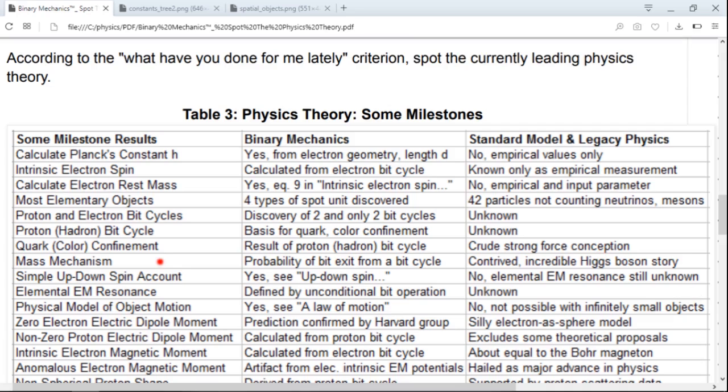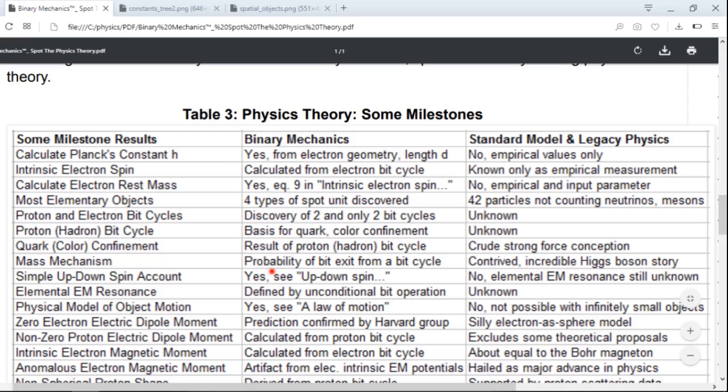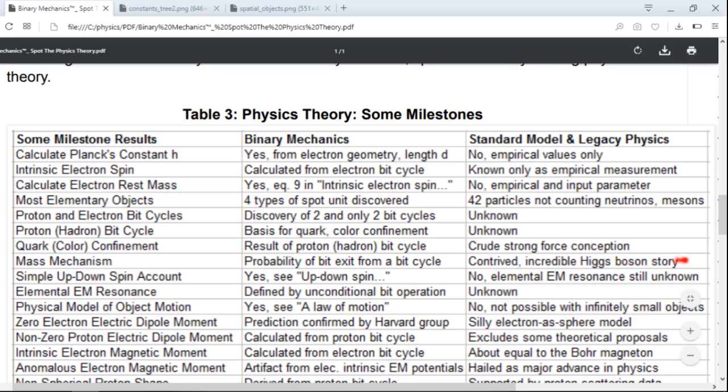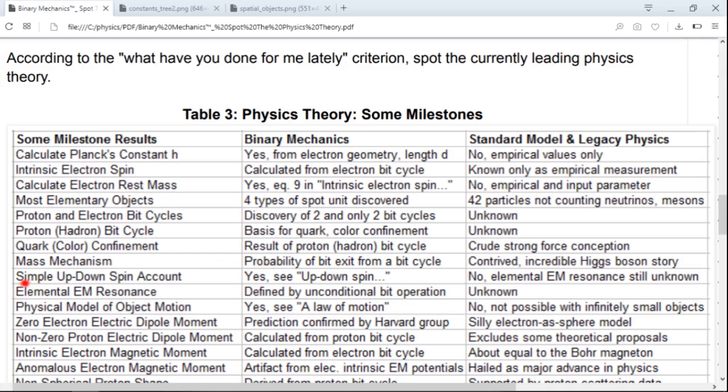Mass mechanism in binary mechanics is the probability of a bit exit from a bit cycle to another bit cycle. That is the basis for all motion, and amount of motion is related to mass. In the standard model, you've got contrived, incredible Higgs boson story, which is only a primitive, incomplete conception of the mass mechanism. How about a simple up-down spin account? Yes, see the paper Up-Down Spin, in the Journal of Binary Mechanics.